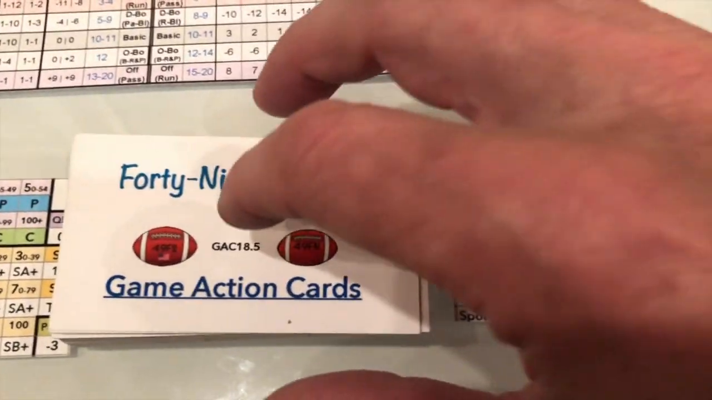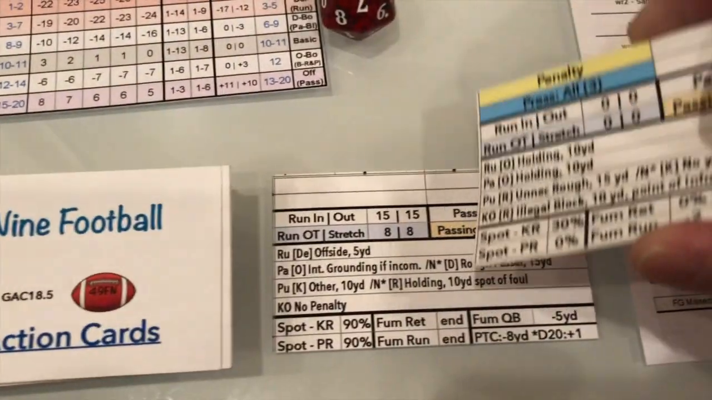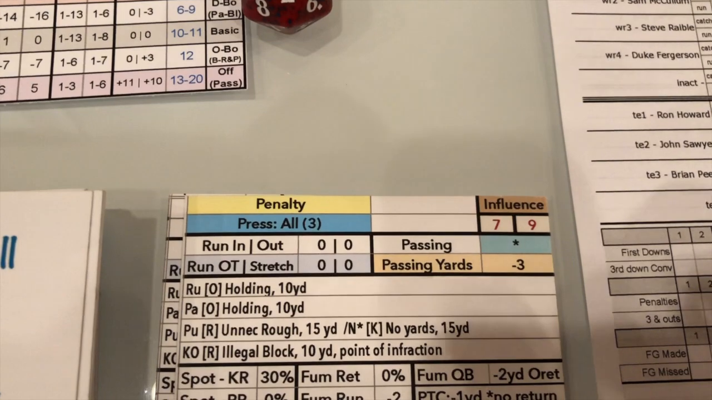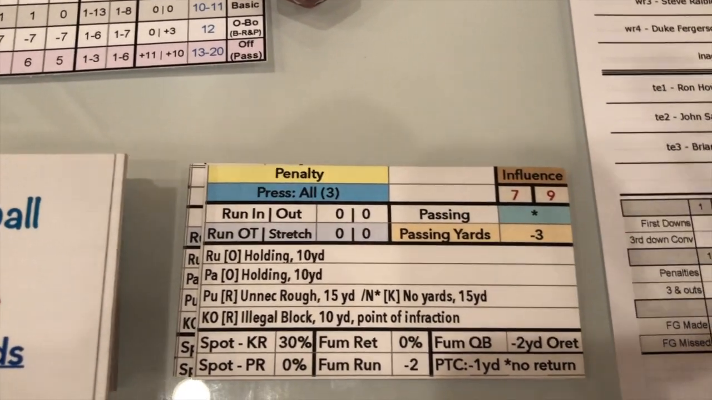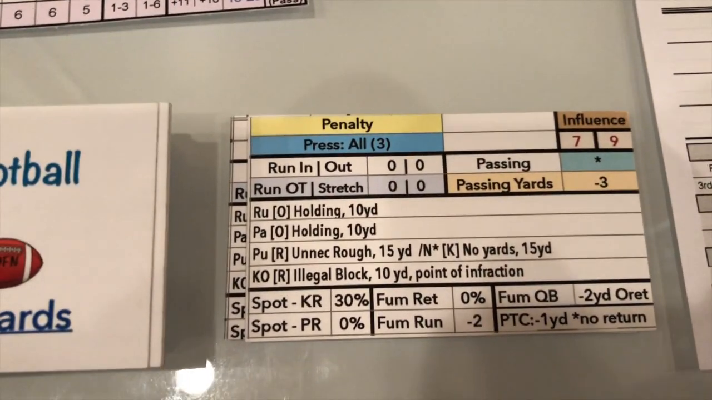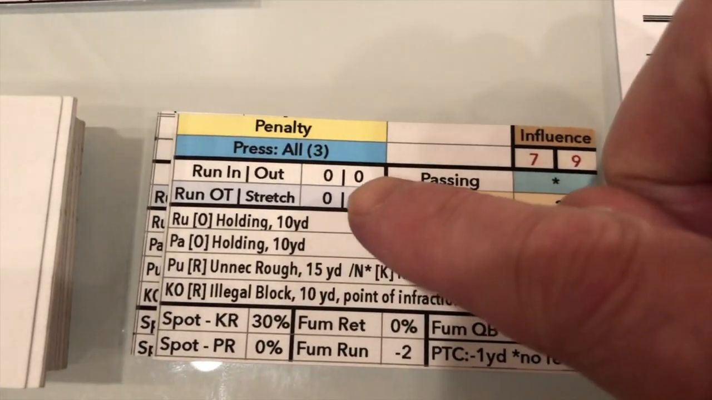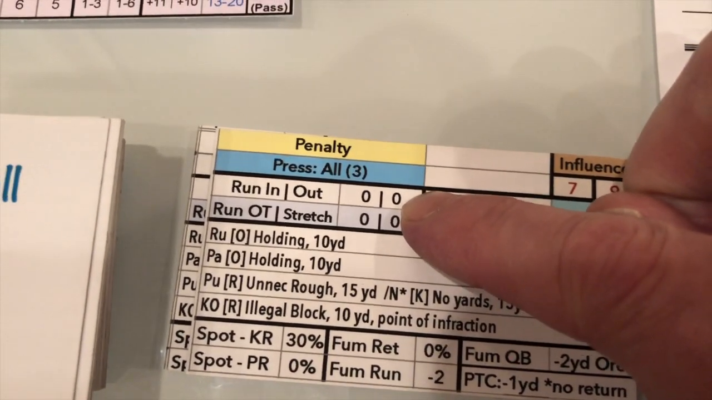Then we're going to turn over a game action card and see what it gives us. And you see there's a potential for a penalty on the play. Well, there probably is a penalty on the play. You can resolve that now, or you can wait till the end of the play. I'm going to wait till the end of the play. You can see the modifier from this game action card is 0.